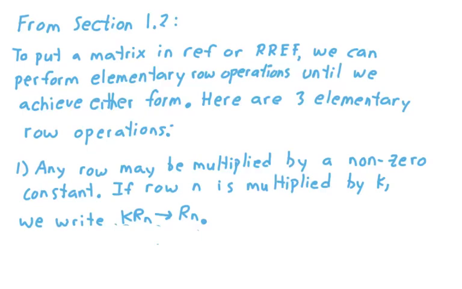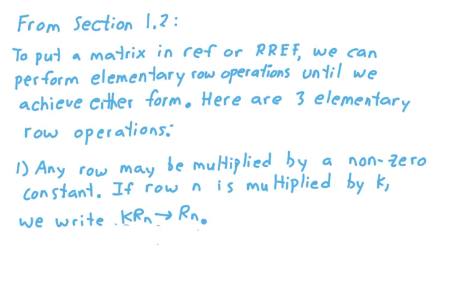This is a video from section 1.2 in a linear algebra class. To put a matrix in row echelon form or reduced row echelon form, we can perform elementary row operations until we achieve either form. Here are three elementary row operations.